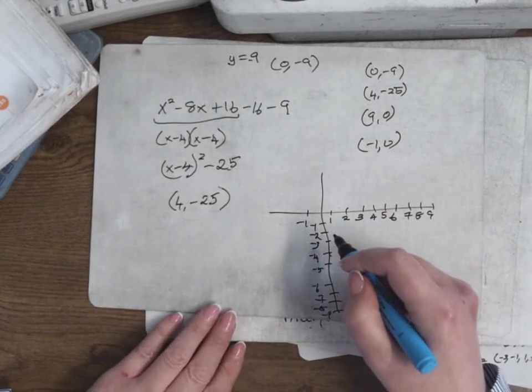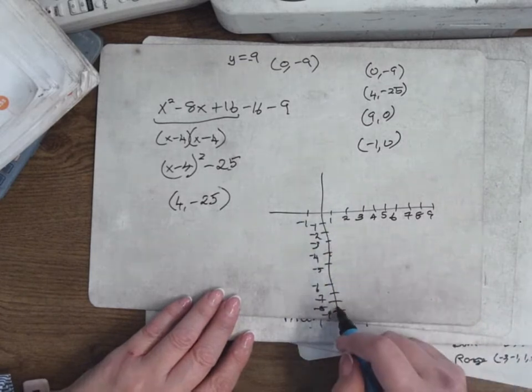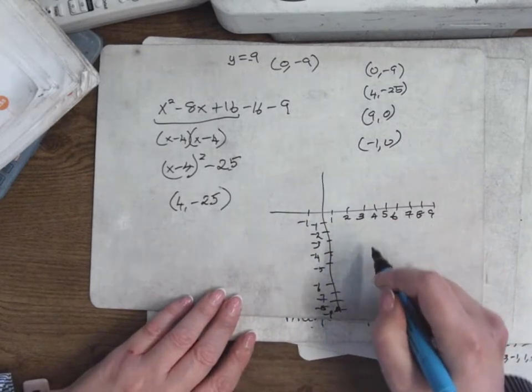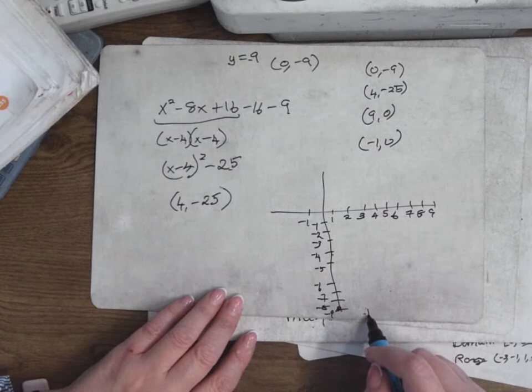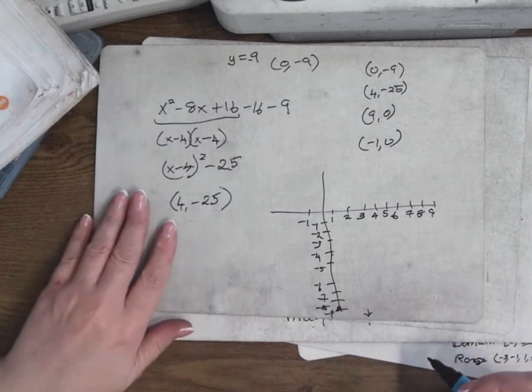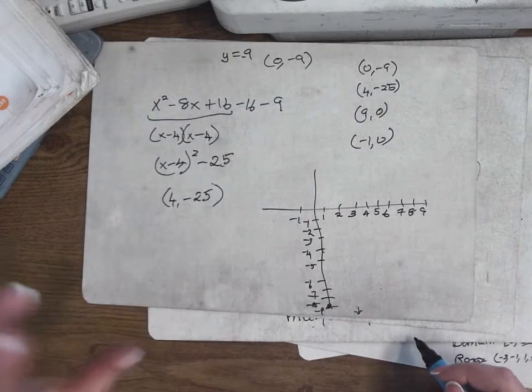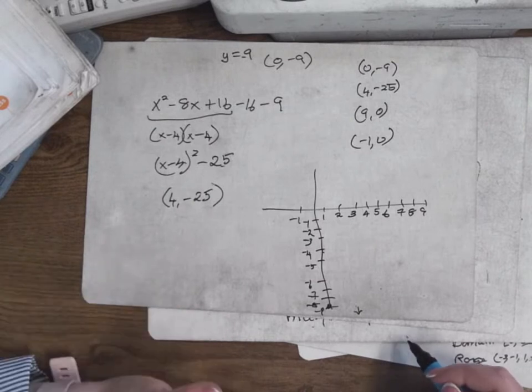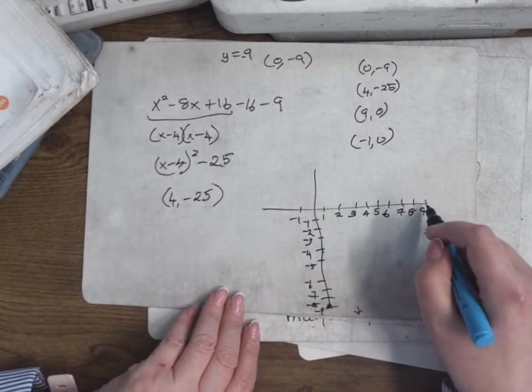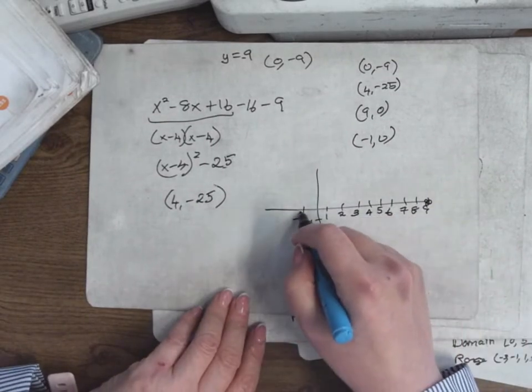So let's draw what I have. 0, minus 9, across 0 down to minus 9. At 4, minus 25, it's way off down there. Okay, I'll just do an arrow. It's way down there. Is that alright? Don't bother drawing it, it's fine. I picked a bad example, but you get the idea. 9, 0, minus 1, 0.